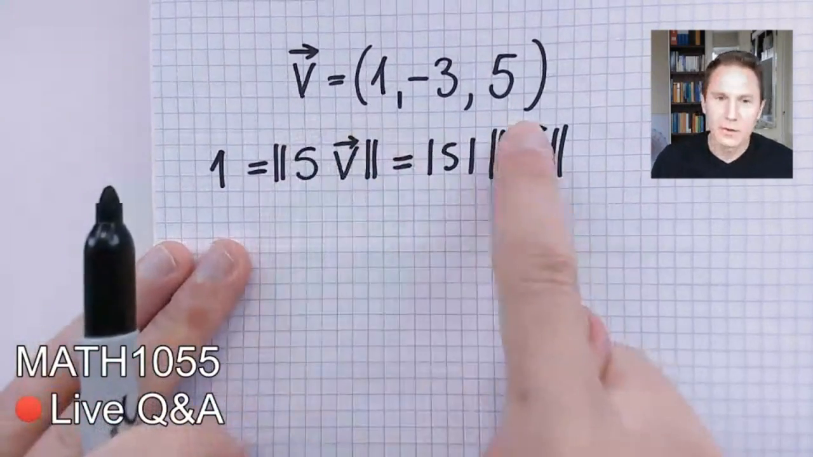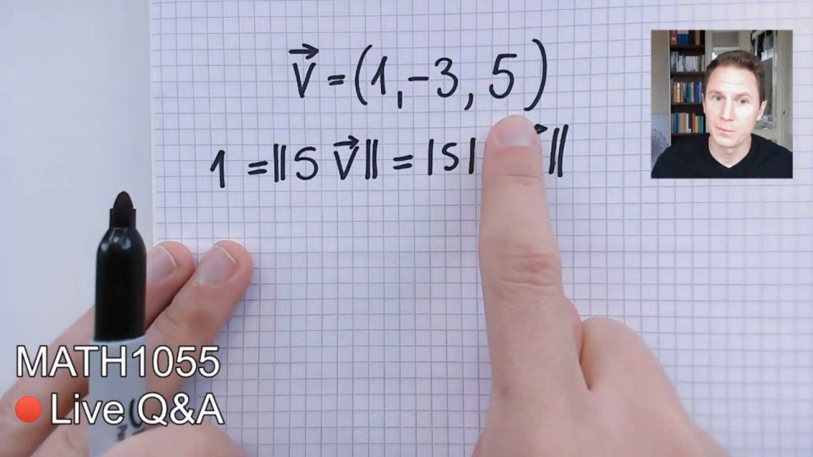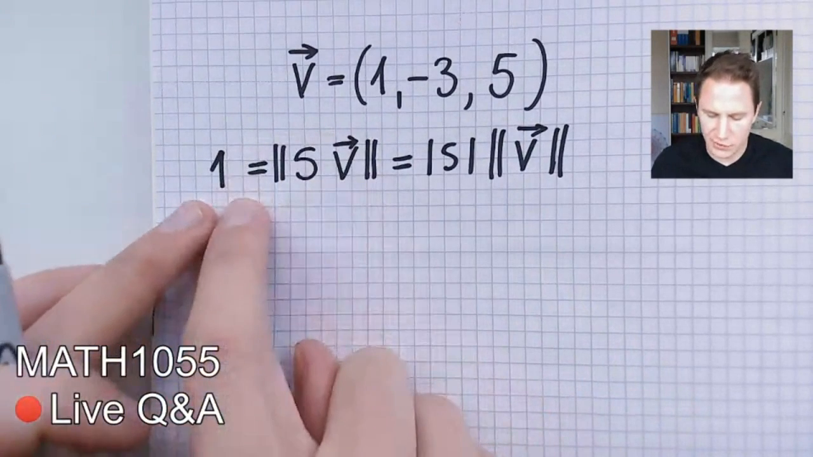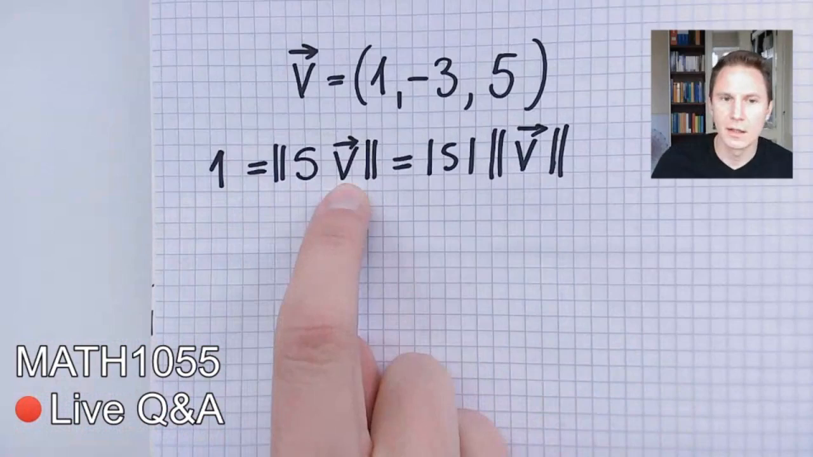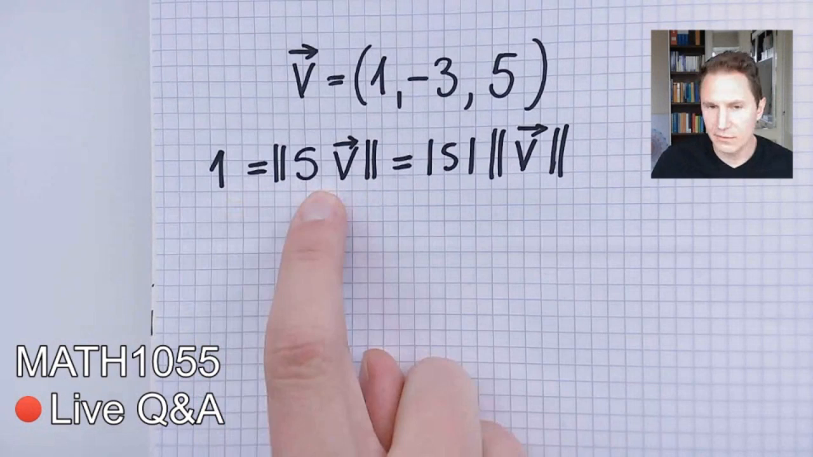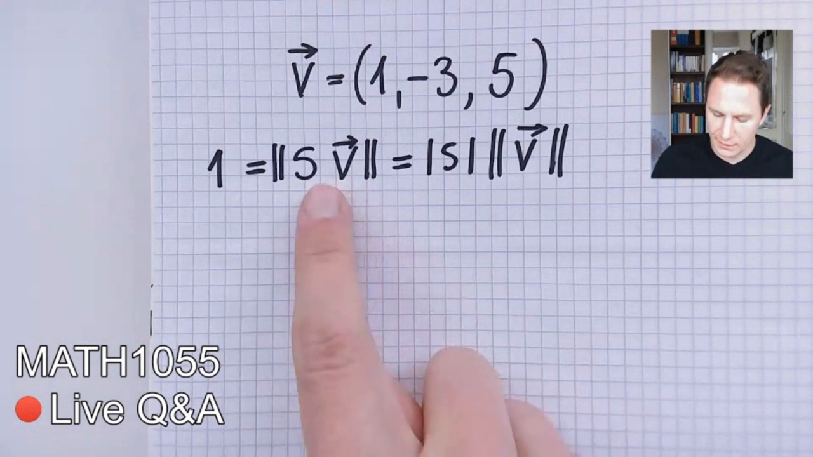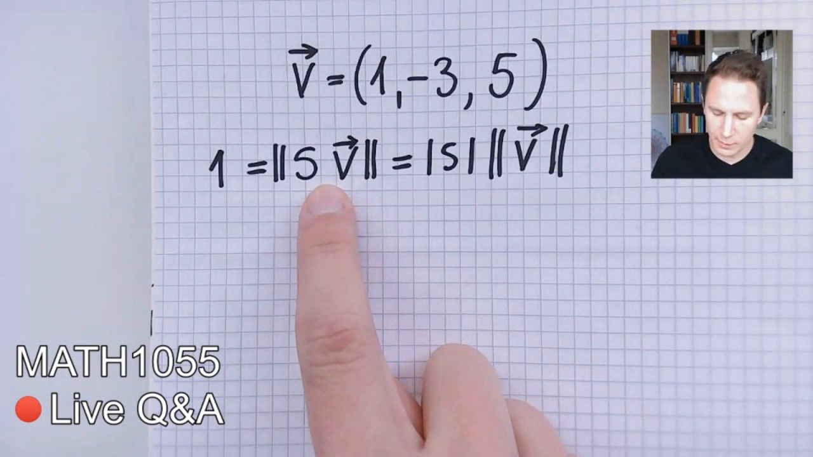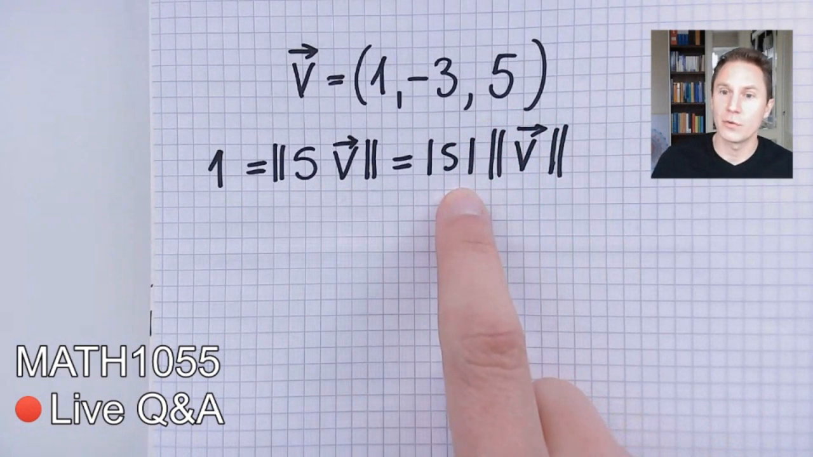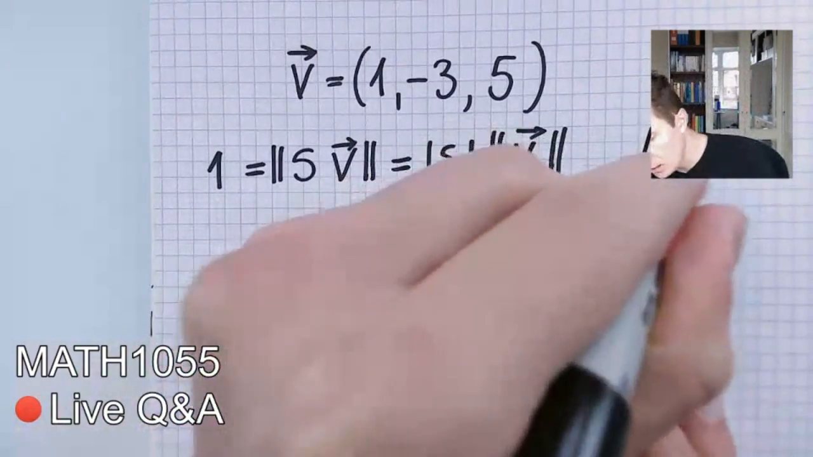So the point is that we have this vector with these coordinates 1, -3, and 5, and we want to take a multiple of this vector so it's turned into a unit vector. So s times v should have length 1. And you might know, this is just the point of multiplying a vector by a number, that the length of a scalar multiple of a vector is just the length of that vector multiplied by the absolute value of that number.